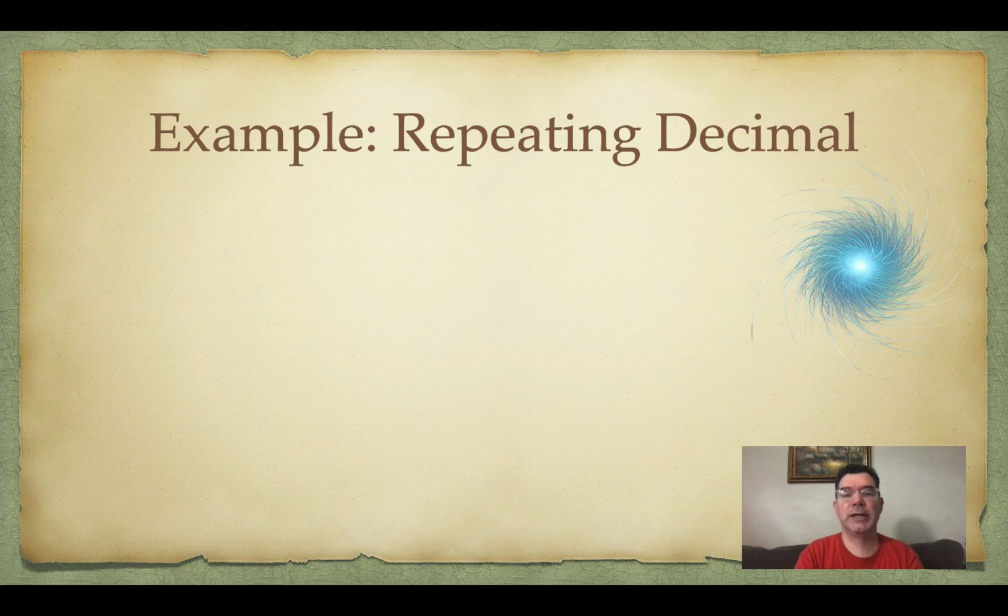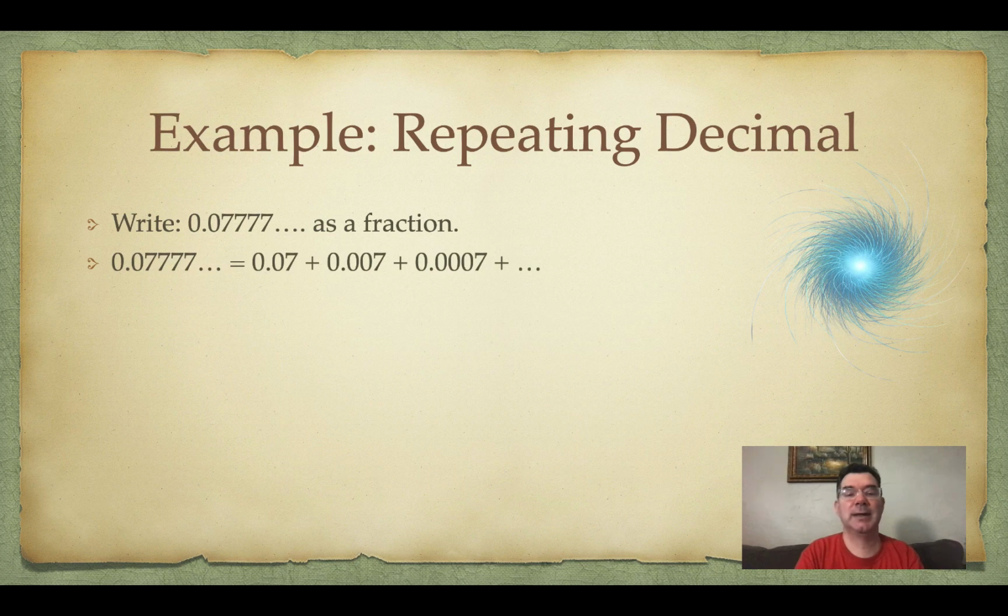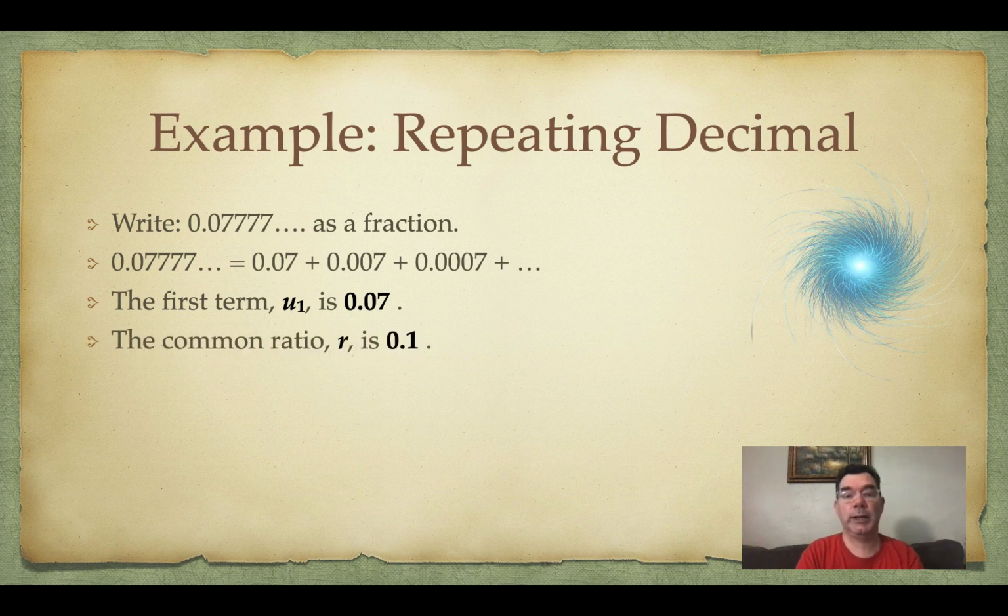If I wanted to take a repeating decimal and convert it to a fraction, what I could do is write it as one significant digit at a time. So 0.07777 can be written as 0.07 plus 0.007 plus 0.0007, and so on, because that is a geometric series. The first term is 0.07. And if I take any term and divide it by the term that comes before it, I will get 0.1.